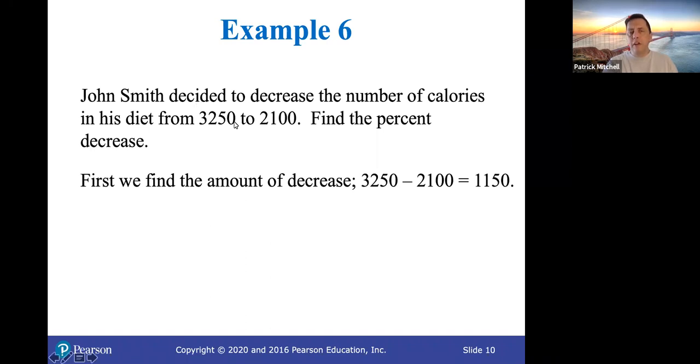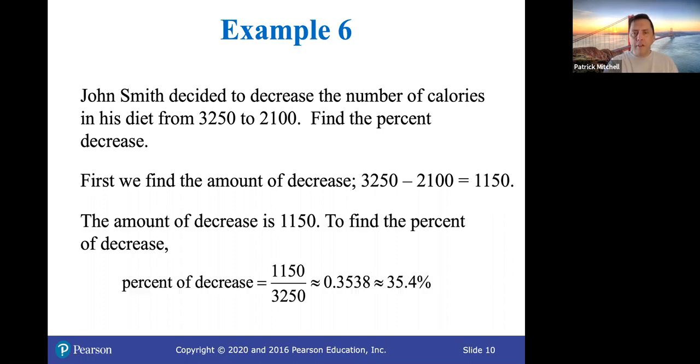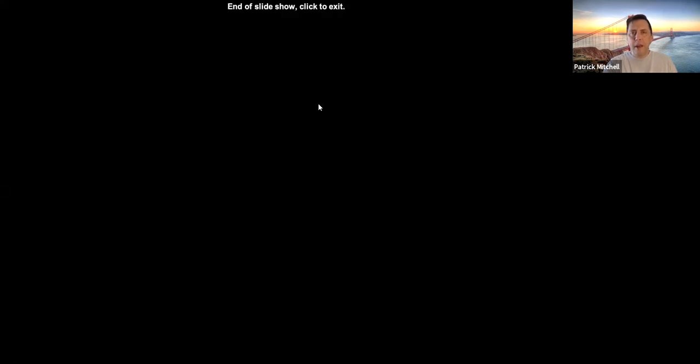So notice that's the larger number minus the smaller number, comes out to 1,150. As a percentage of the original amount, which is 3,250, that comes out to about 0.3538. To the nearest tenth of a percent, that would be 35 4/10%. And that takes care of section 6.5.